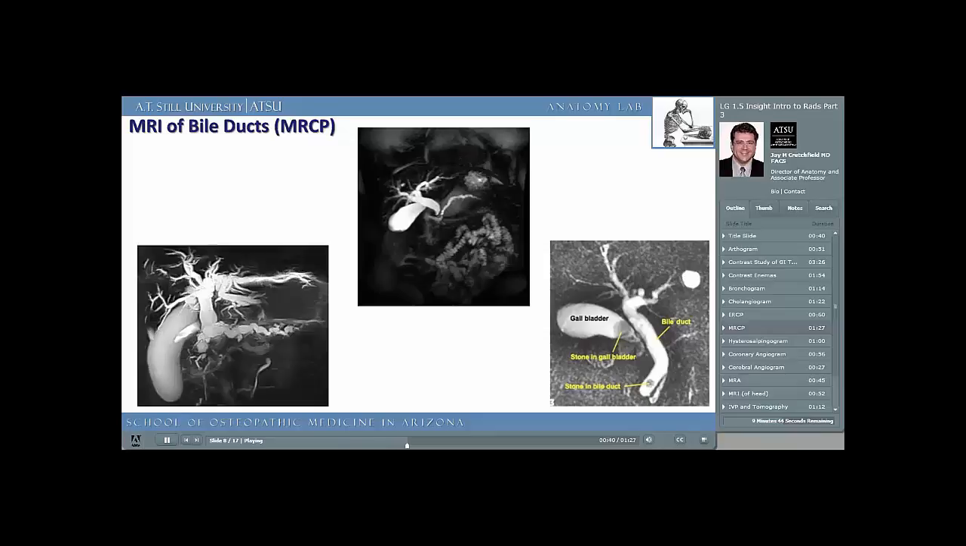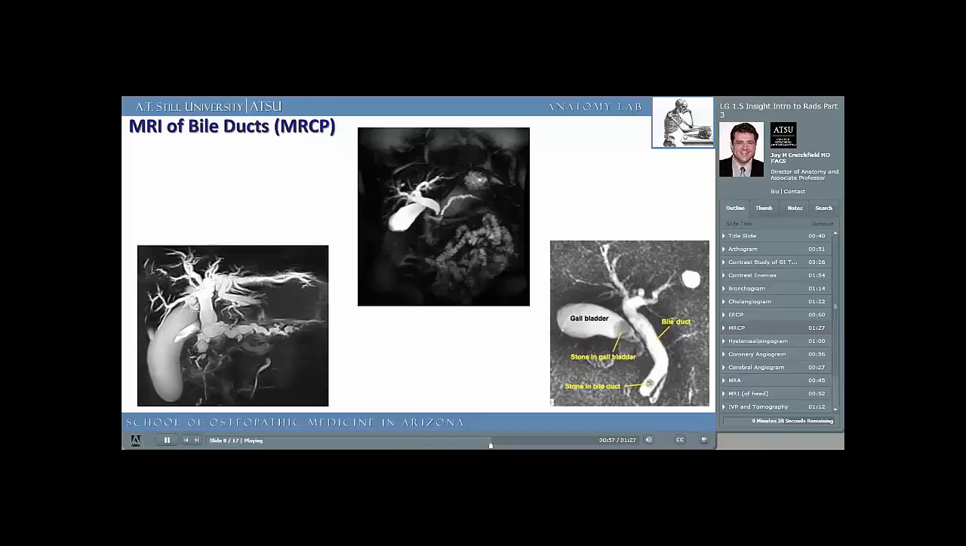The first image shows a significantly enlarged bile duct with tortuous hepatic bile ducts. This patient most likely has an obstruction of the common bile duct. The labeled image on the far right shows a stone in the gallbladder and a stone in the common bile duct.